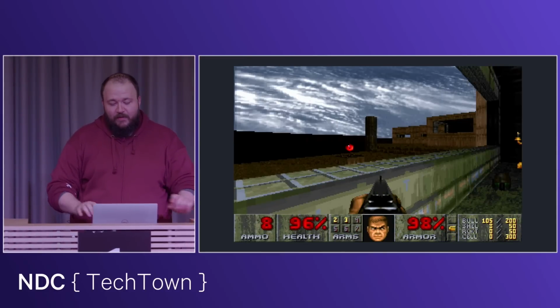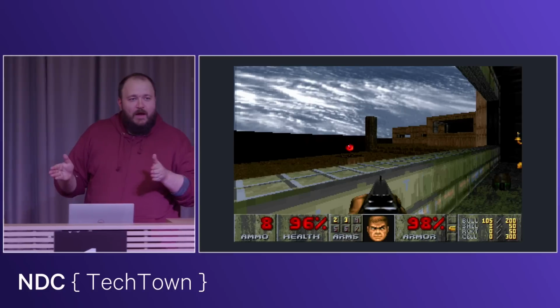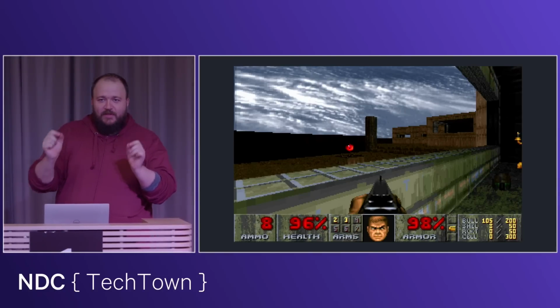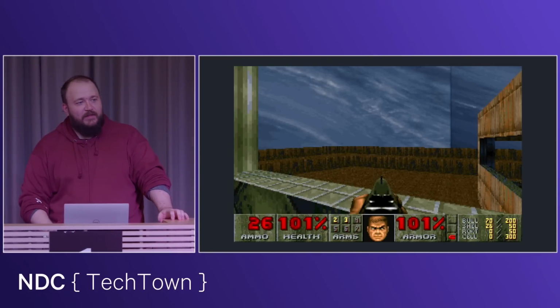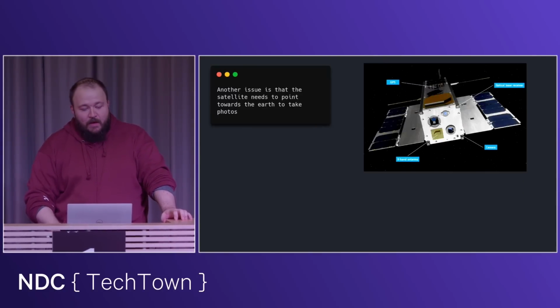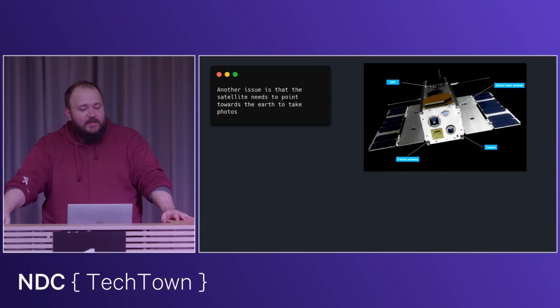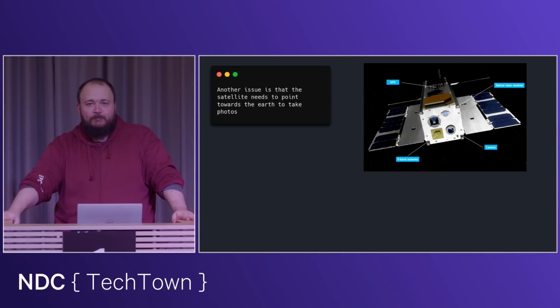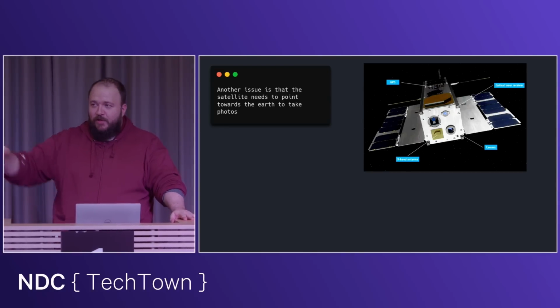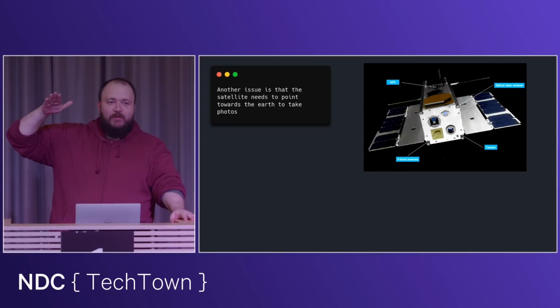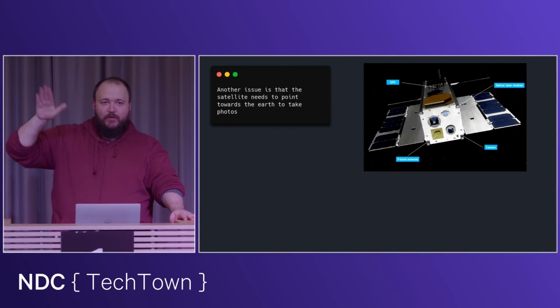I perfectly picked these screenshots I took because you wouldn't see the tiling, but I would have a couple of them that had the tiling. So yeah. Another issue is that the satellite needs to point toward Earth to take a photo. Because it looks like this, and if you want to take a photo of the Earth, you need to do that and take a photo.